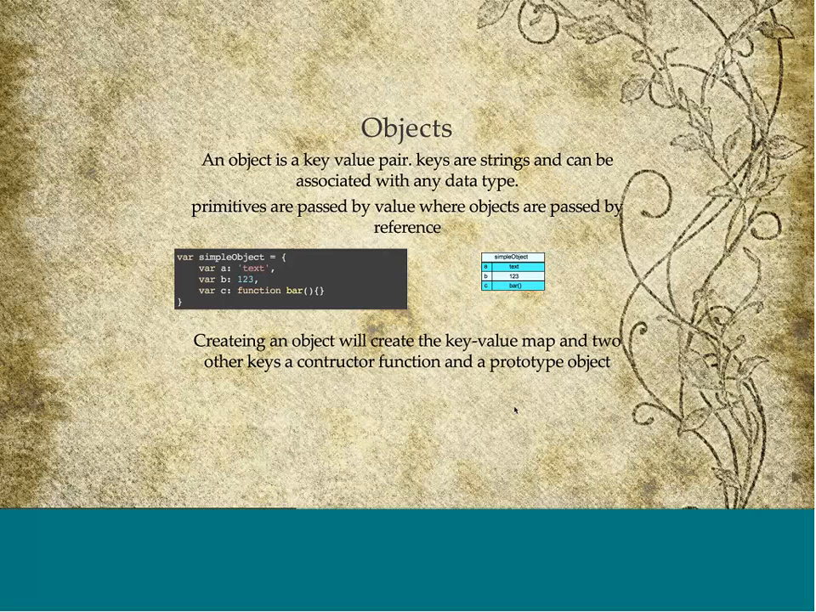When you actually create an object, it will also create two other keys that are hidden from you. It will construct a constructor function and a prototype object. The constructor function is just as it sounds. It's an actual constructor. I'll show that to you in a minute. And the prototype is basically kind of like a linked list for the objects that you have in JavaScript. And this is how JavaScript handles inheritance.